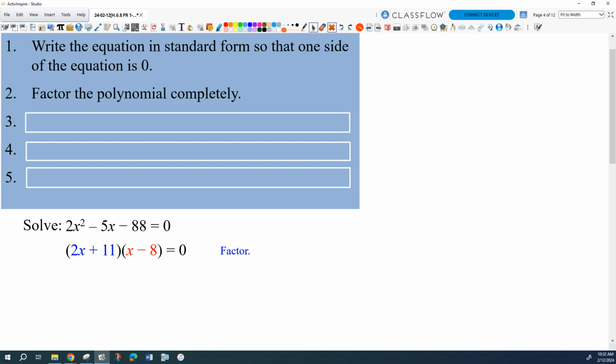Let's remind ourselves how we do that real quick. So I've got to factor the left side. Just a quick review: 2x squared minus 5x minus 88. How am I going to factor that? What's my strategy there?